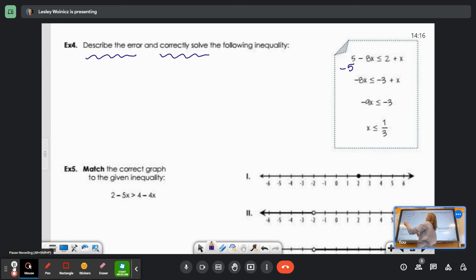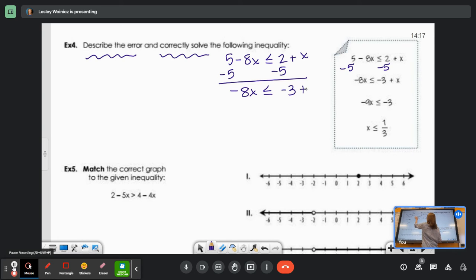All right, so we're subtracting the 5 from both sides. So I've got 5 minus 8x is less than or equal to 2 plus x. Subtract the 5 from both sides. That gives us negative 8x is less than or equal to negative 3 plus x.